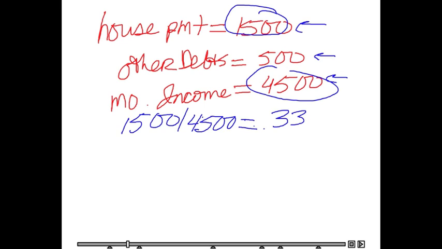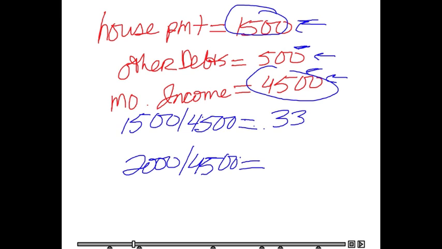For the back end ratio, we take the $1,500, add that to the $500, and then divide that total by the $4,500. So when you add the $1,500 and the $500, that gives you $2,000. You're going to divide that by the $4,500, which is their monthly income. And that gives you a back-end debt ratio of 0.44. So their back-end ratio is 0.44 or 44%. So the debt-to-income ratios for this borrower, we can say that they are 33/44, 33 being the front-end ratio, and 44 being the back-end ratio.